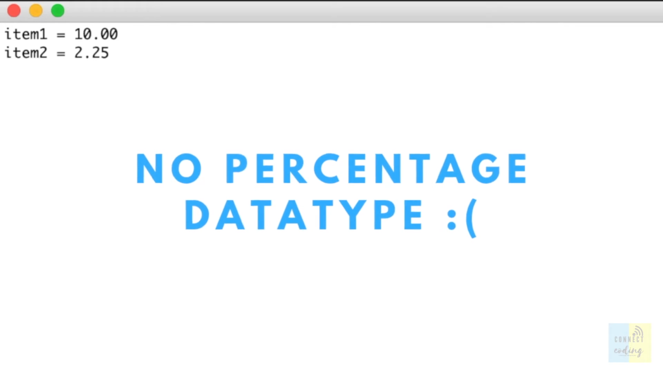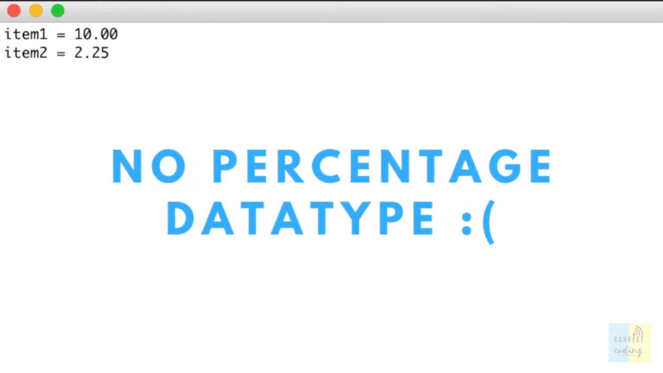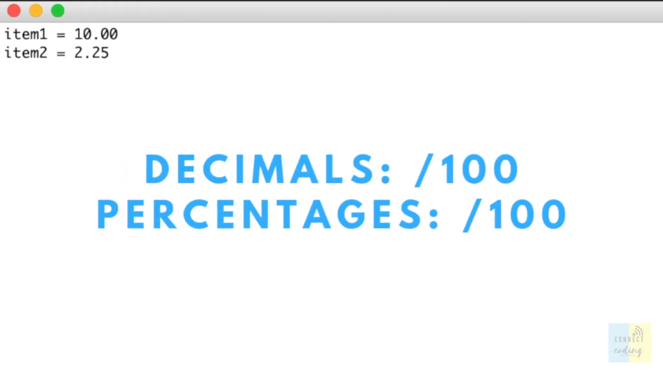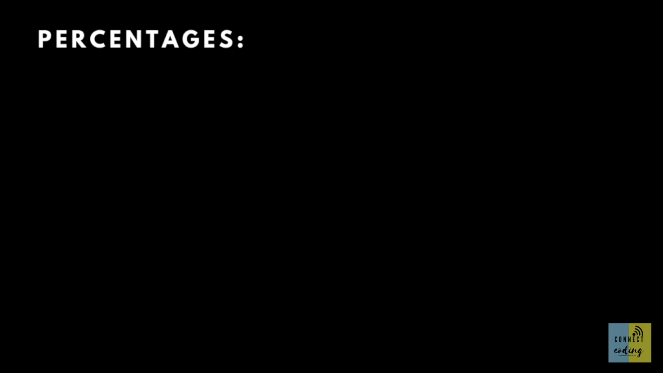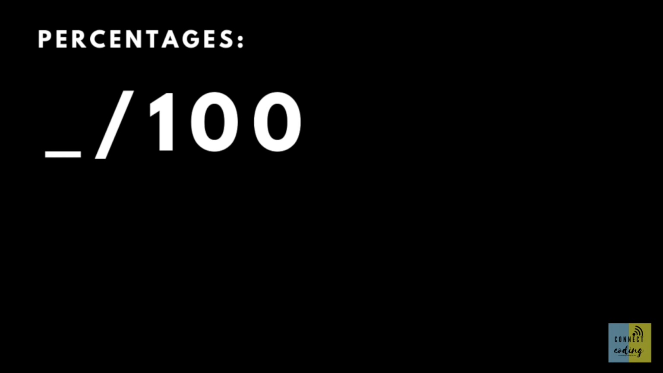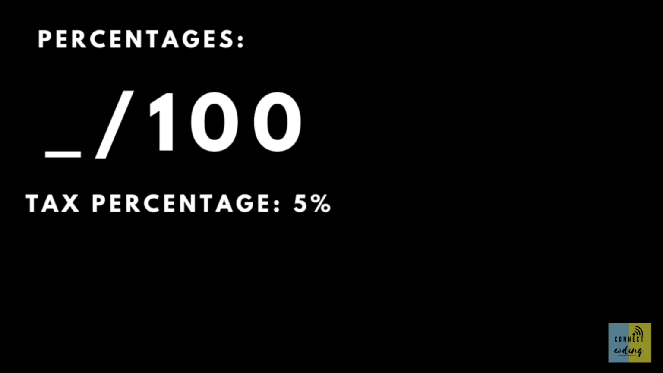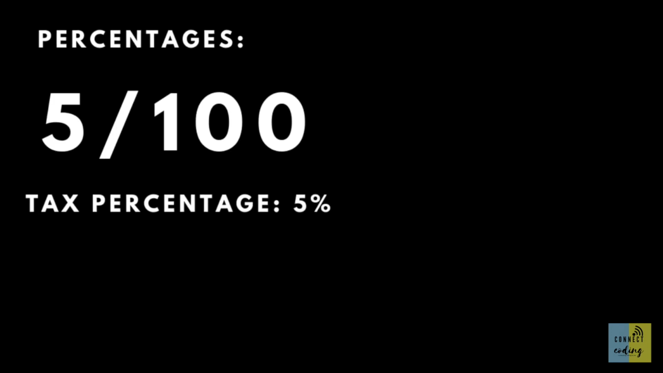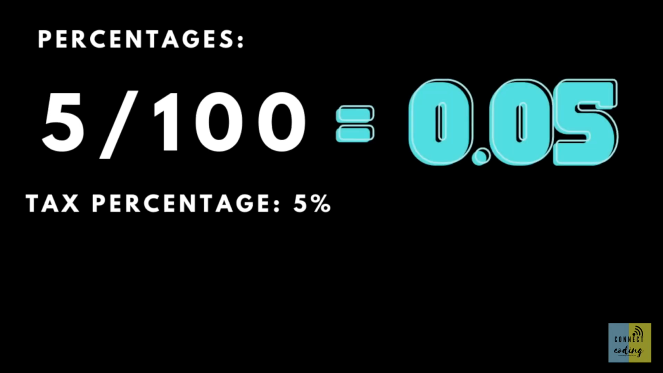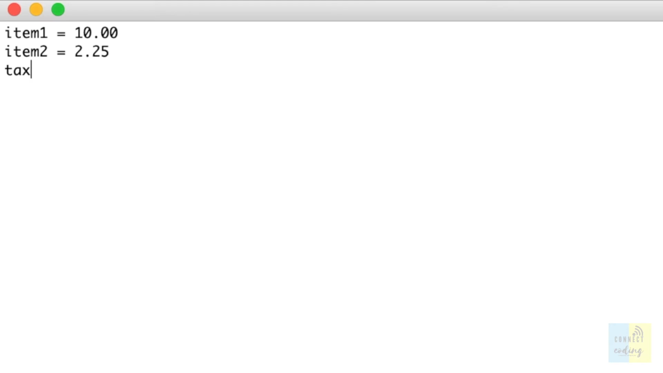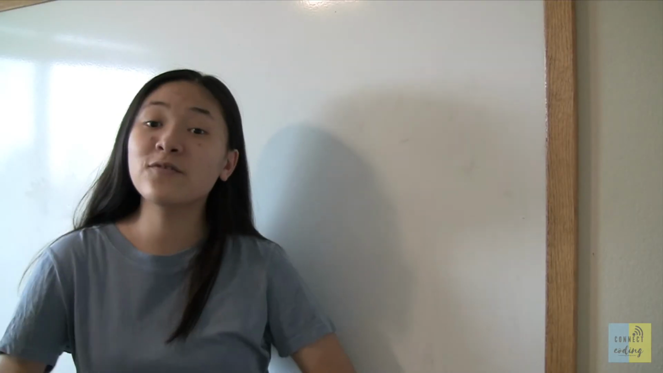Unfortunately, there isn't a data type for percentage, but we know that decimals are out of 100, right? And so are percentages. So that means we can make tax percentage a float. So we know that percentages are out of 100. So since our percentage for tax is 5, we're going to go 5 out of 100. 5 divided by 100, which means 0.05. So let's create the tax percentage. We're going to make a variable called tax p, and it's going to be equal to 0.05, which is the number we got before.